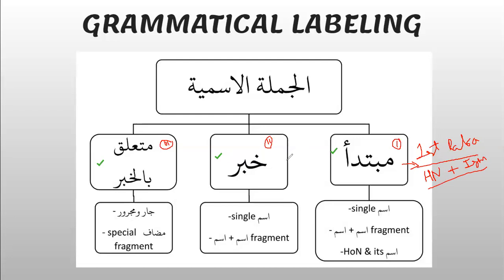Khabar can also be a single ism. Khabar can also be an ism fragment. Even khabar can be a sentence by itself. But basically the root thing is that khabar is the second rafa. So in a sentence, what is the first rafa referred to? The subject or the person, the mubtada. And what is the second rafa referred to? Description, khabar. And muta'alliq bil khabar is easy.